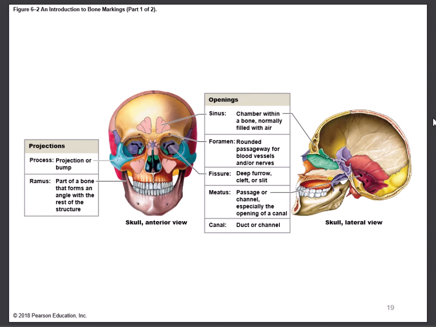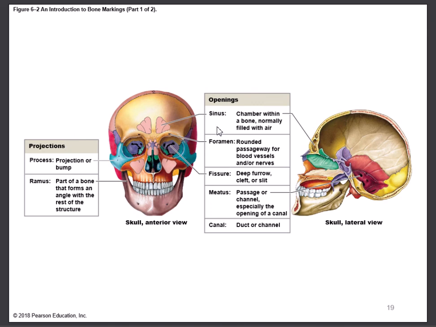On this side, we have some openings in bones. Some of our bones, especially the ones around the nose and the eyes right here, have these hollow cavities known as sinuses. So a sinus is a chamber within a bone. Usually it's air filled. It helps the respiratory system as far as humidifying and moisturizing air.